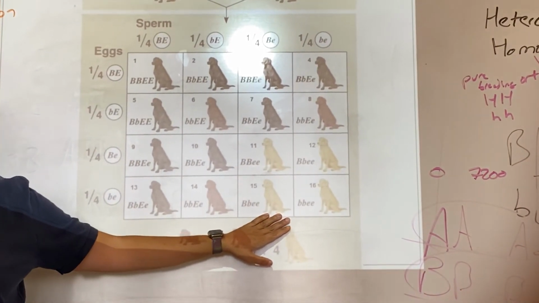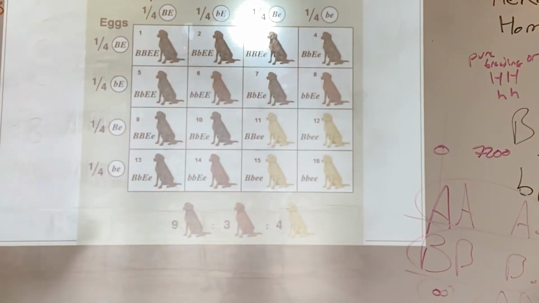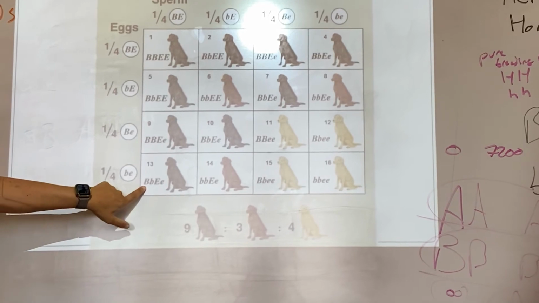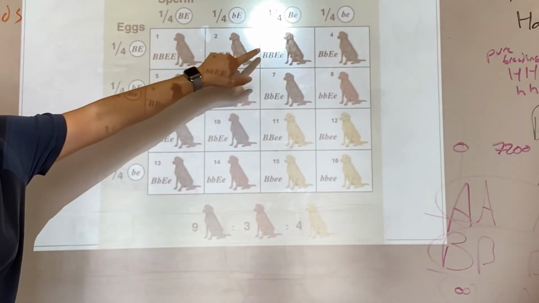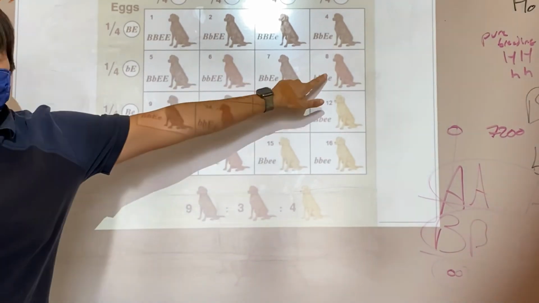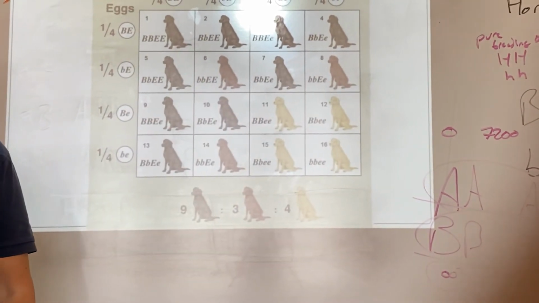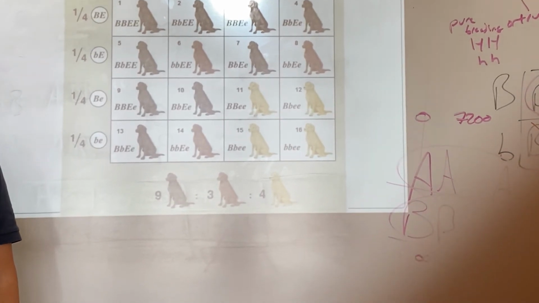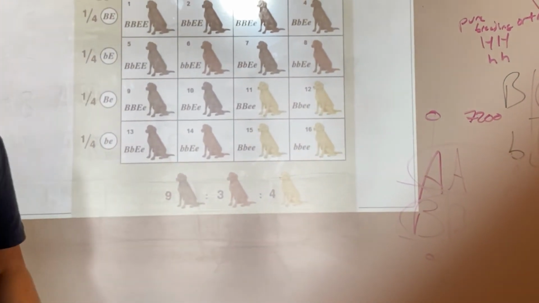Okay? If at least one E is dominant, then you've got to look at the B genes. If B is also dominant, you have a black lab. If B is recessive and E is dominant, you have a chocolate lab. You with me? Well, I'll go through that a few more times.